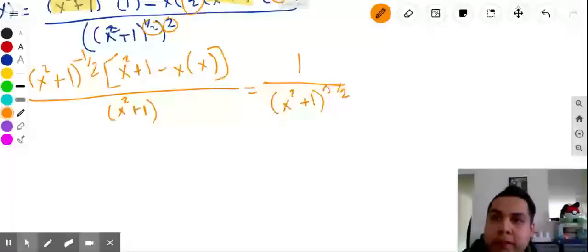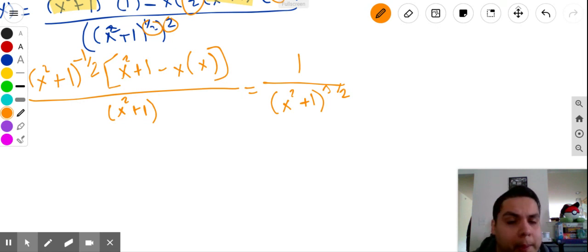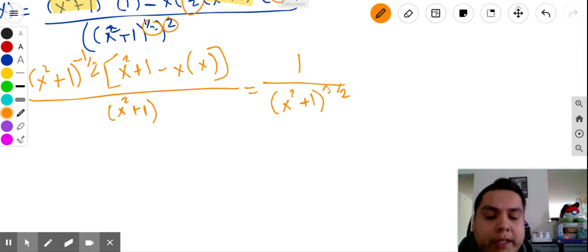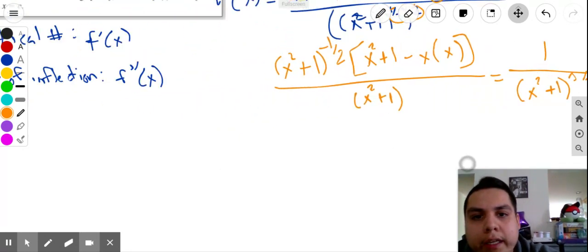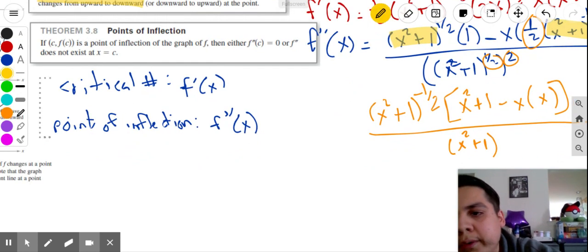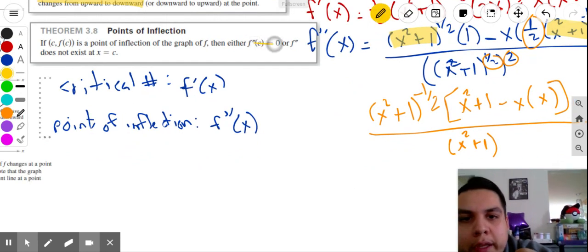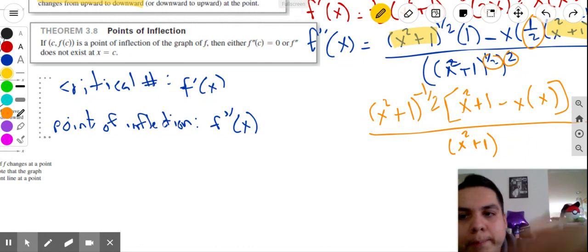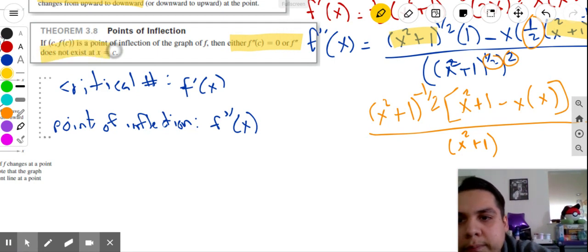So this is a very strange example, but that's fine. We'll still go through it and talk about what we notice. Here's what I'm saying is strange. If I'm trying to find the point of inflection, I need to find out where the second derivative will equal 0, or when the second derivative does not exist.